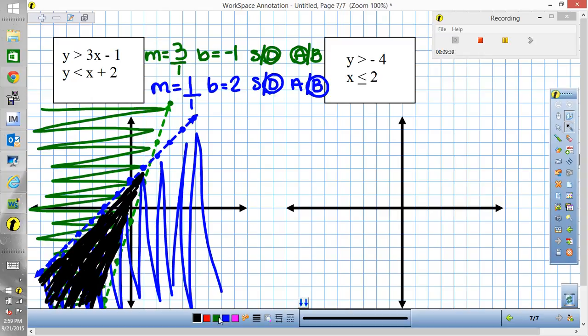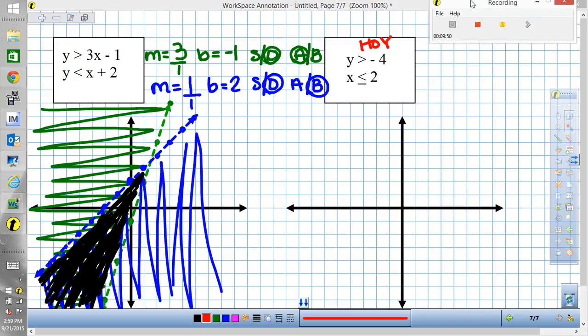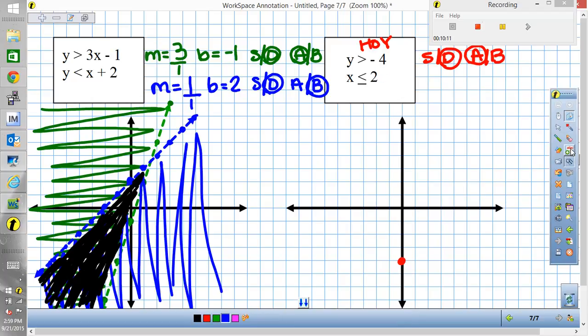Now in example 2, again, we need to find the 4 key features, but in example 2, we have a vox and a hoy. This first one is going to be a hoy, which means I draw a horizontal line. And we need to find if it's solid or dotted, and above and below. So for the first one, since it does not have the equal to, it is a dotted line. And since it is a greater than symbol, we shade above. So I go to my y-axis and I find -4.